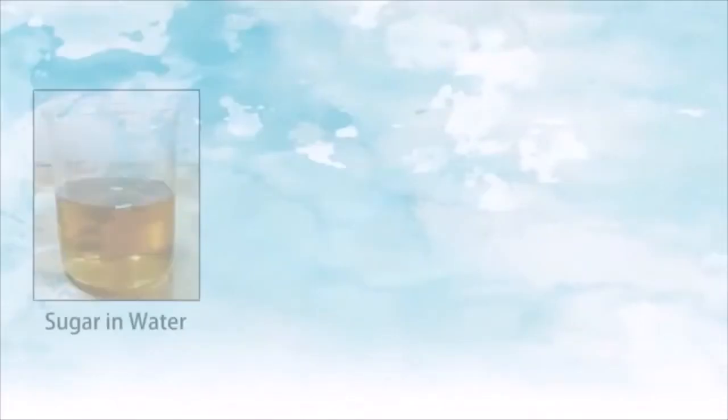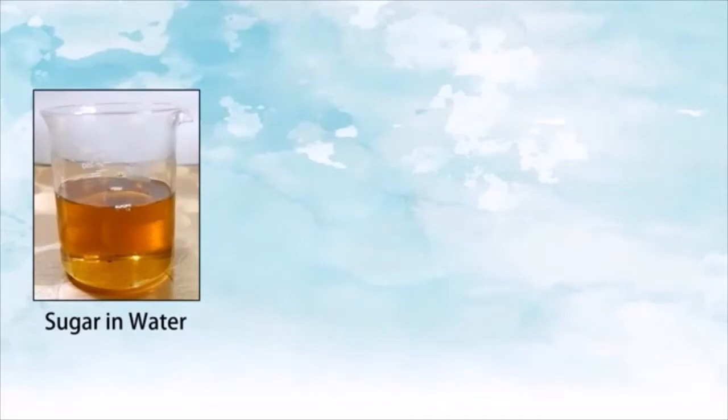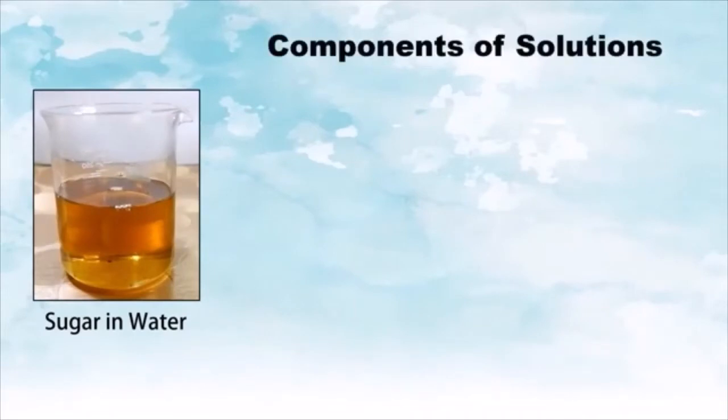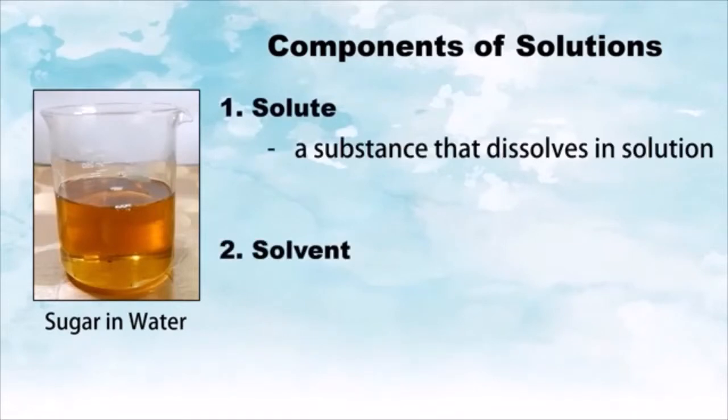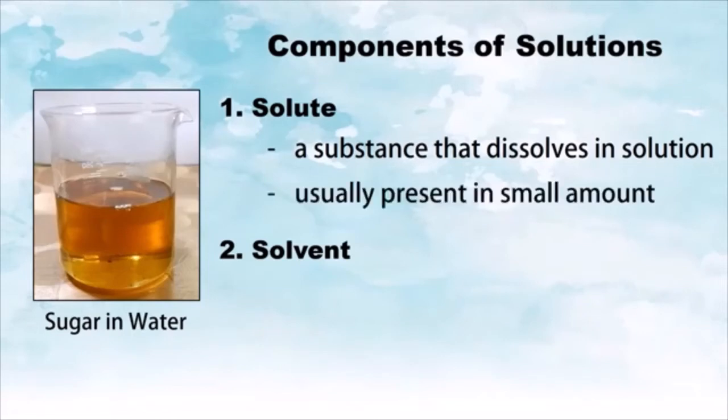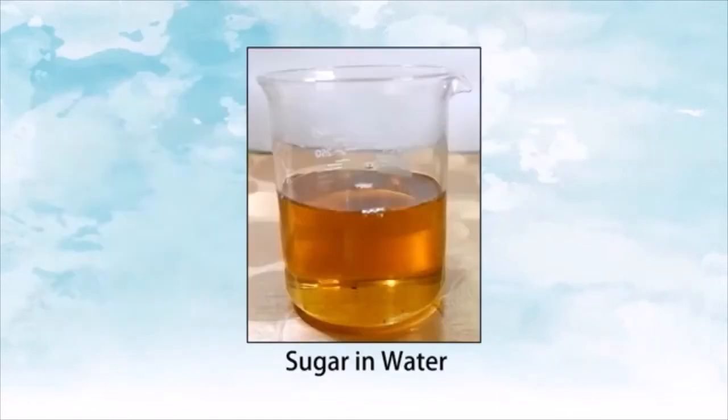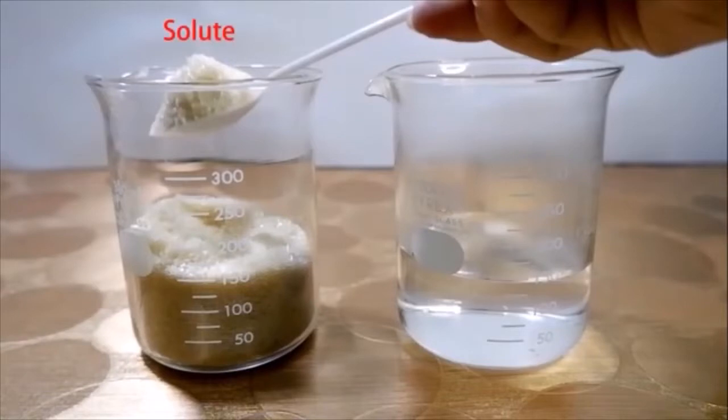Solutions like sugar in water have two components. The two components of solutions are solute and solvent. Solute is a substance that dissolves in solution. It is usually present in small amounts. In this mixture, the solute is sugar because sugar dissolves in solution and is usually present in small amounts.